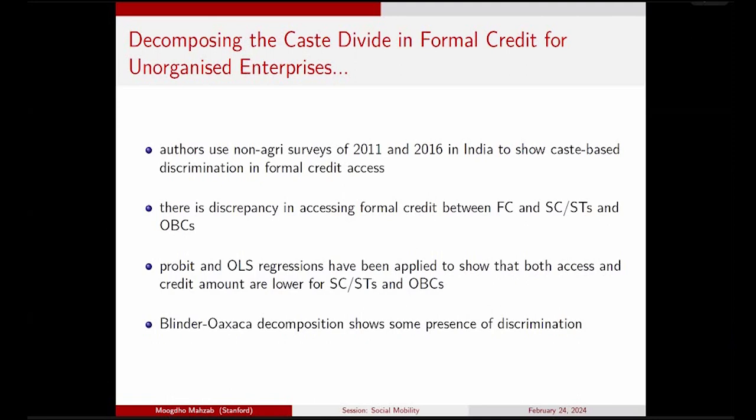Thank you. So they have used Blinder-Oaxaca decomposition to show some presence of discrimination. The version of the paper I got, I think, was the initial version. Today in the presentation, I saw that the authors have actually done a bit more than Blinder-Oaxaca decomposition, which is good to see, to seek the discrimination.